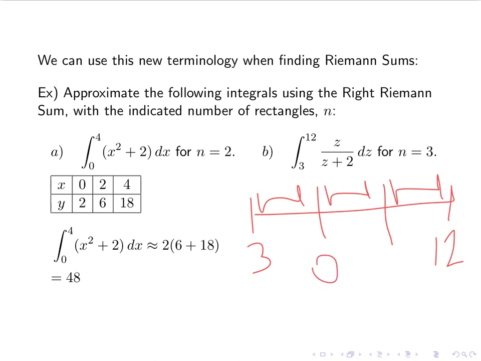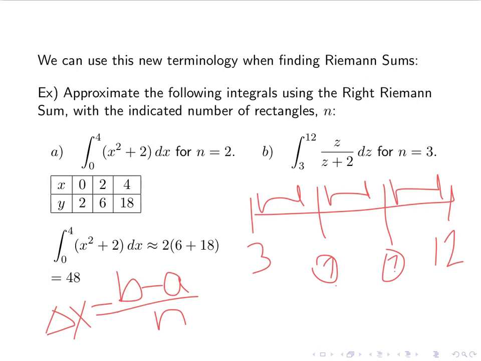So how do I find these two values? Well, there's a really nice formula for it, and it is just b minus a over n. That is going to be our delta x. That's going to tell us the width of our rectangles. So b minus a over n, remember our lower bound 3 is a, our upper bound 12 is b.